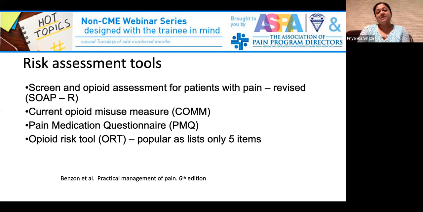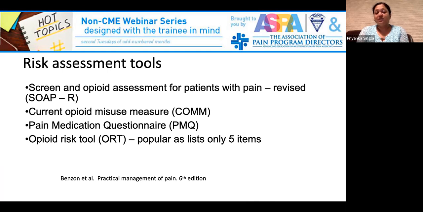There are certain risk assessment tools which are available. There is a long list of those. The 4 that are listed here are the ones that have been validated. The Screener and Opioid Assessment for Patients with Pain, which has been revised, the SOAP-R, and the Current Opioid Misuse Measure, they measure the abuse potential. Along with the Pain Medication Questionnaire, all 3 were cross-validated in a study by Lawrence et al.